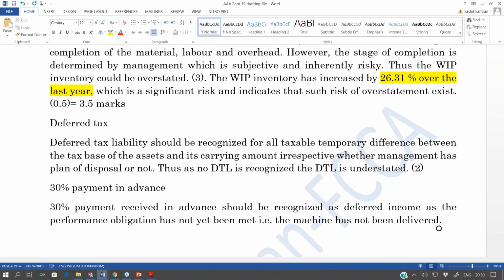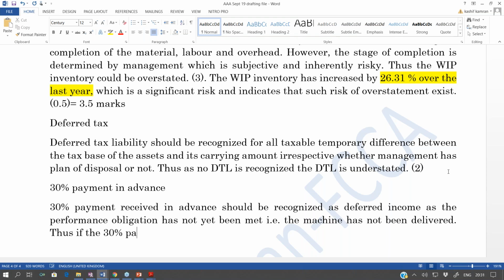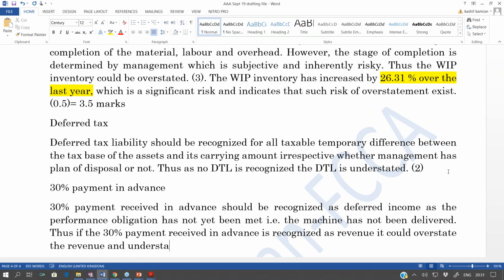So the 30% payment received in advance should be recognized as a deferred income as the performance obligation has not been met. And am I vague in my statement? Is my statement vague? So the machine has not been delivered. Full stop. And you say, thus, if the 30% payment received in advance is recognized as revenue, it could overstate the revenue and understate deferred income. Bracket close, 2 marks. I hope you're getting a sense of the 2 marks situation.